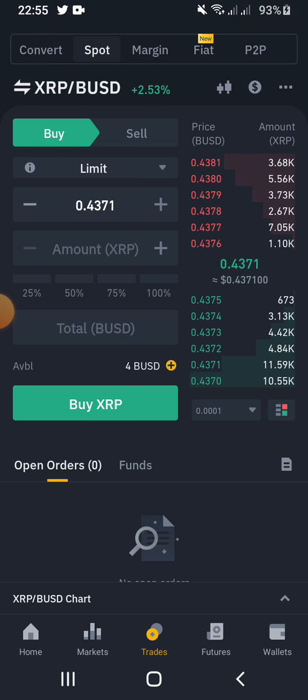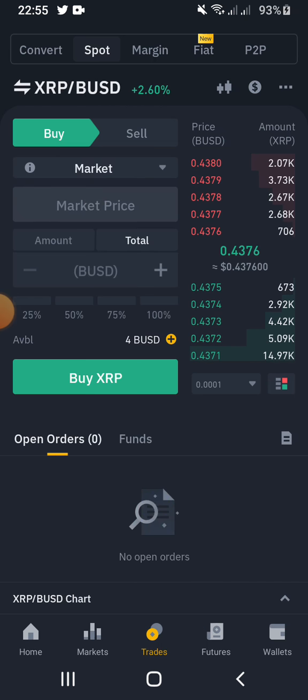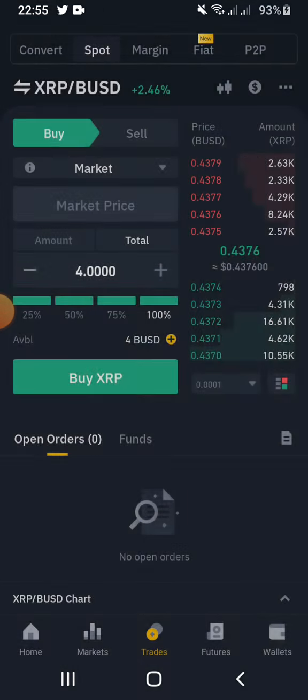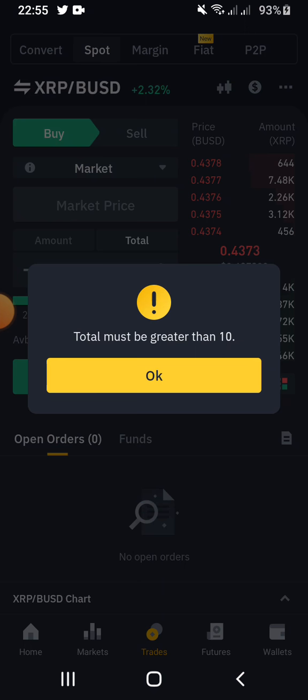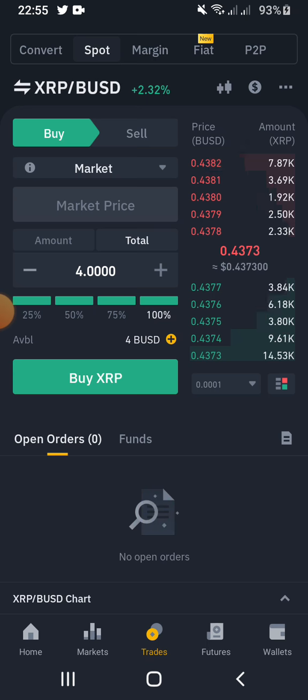But you need to take note of the fact that for the spot wallet, you need a minimum of about, so let's say we want to buy 4 BUSD worth of XRP. Click on buy. See, it must be greater than 10 BUSD. So these are some major concepts you want to understand.